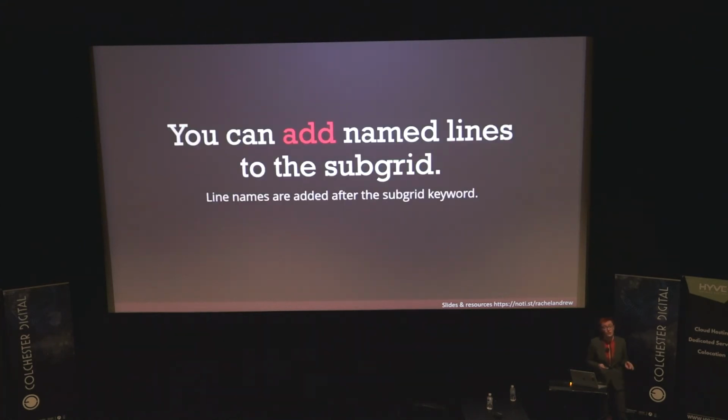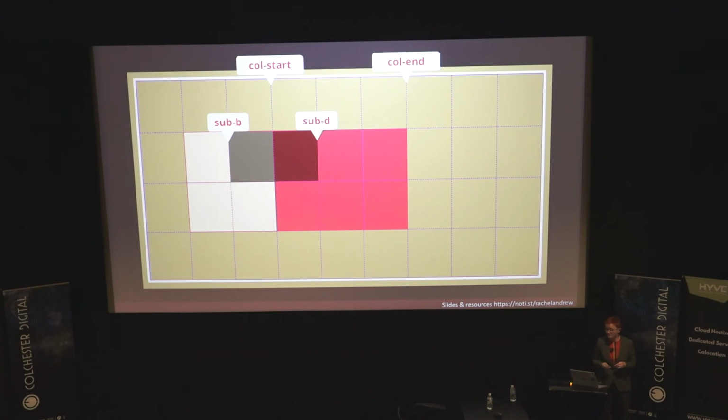You can also add named lines to the subgrid itself. So if you're building a little component and you want that component to have named lines, you can specifically add those to the subgrid, and they'll just be added to the lines that are inherited in. In grid, it's quite possible to have an awful lot of lines for any one item. You can then use whichever of those lines you like to position it. It really doesn't matter. So you can add some extra lines. So we can do something like this.